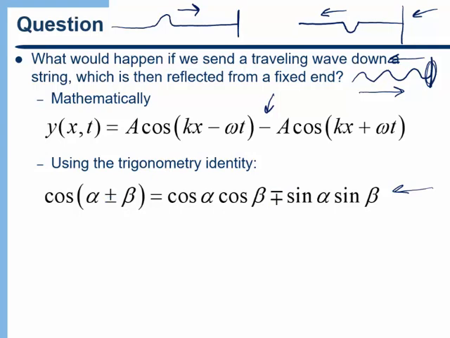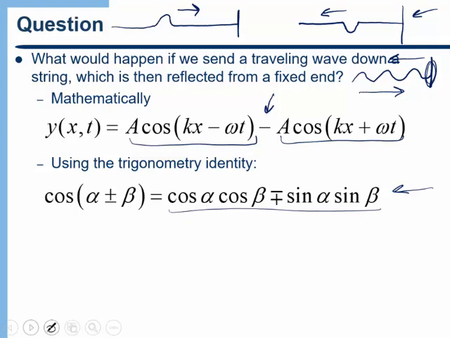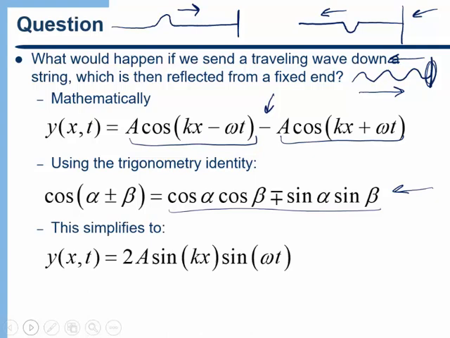So you can see that we could rewrite this term and this term using this formula. If you do that and then simplify your result, what you find is that this equation simplifies to this. What's interesting about that is that you'll notice now the time and the space terms are separated out from each other. They're no longer in the same argument of sine or cosine. So let's take a look and see, what does that tell us? What does that really mean?